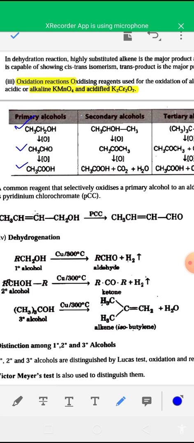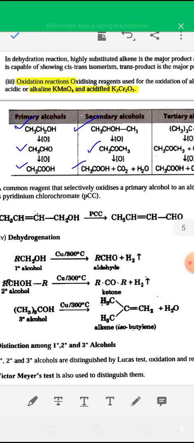Similarly, secondary alcohol, CHOHR, that is CH3CHOHCH3, on oxidation first gives ketone, the CHOH group converted into a C=O group. And ketone on further oxidation gives acid, carbon dioxide and water.